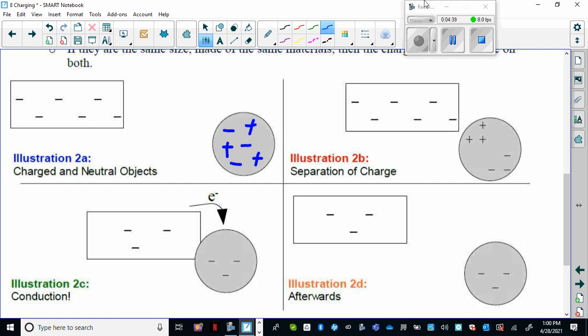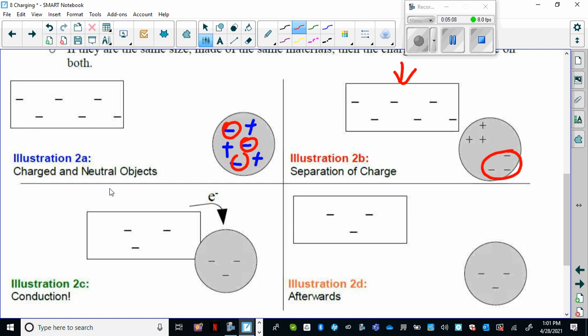And once they get close, there is a separation of charge, which we discussed in the earlier lesson. So now these 3 electrons here are going to be pushed over to this side because they're repelled by this, and therefore these two objects are going to be attracted to one another. Now, what happens when they touch? So that's separation of charge.